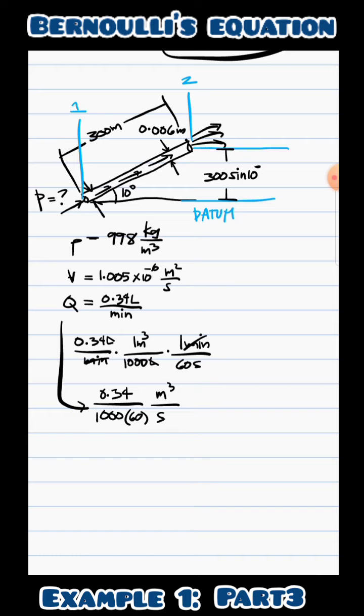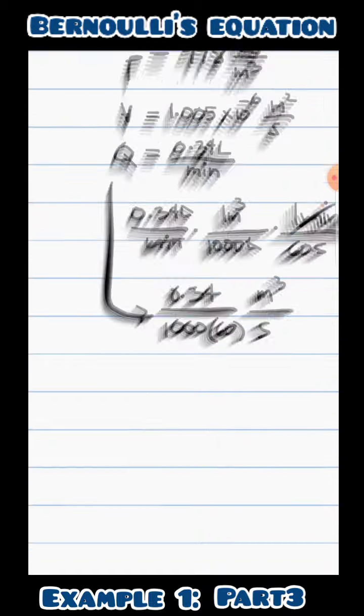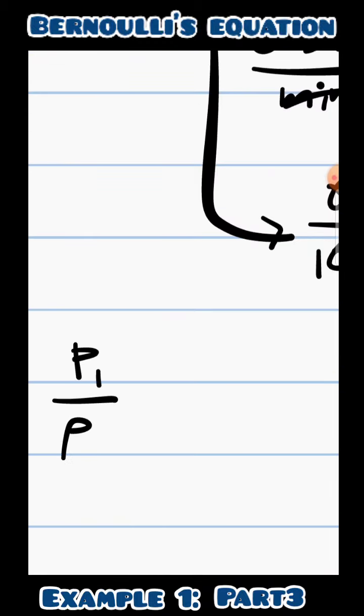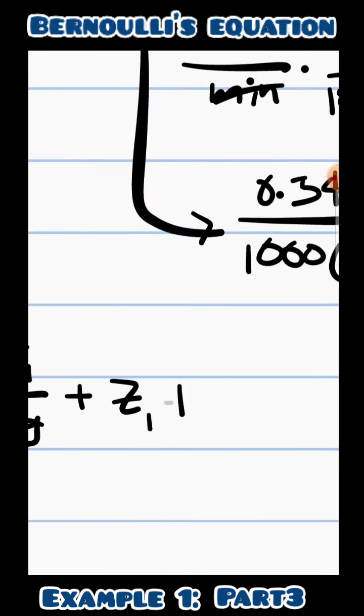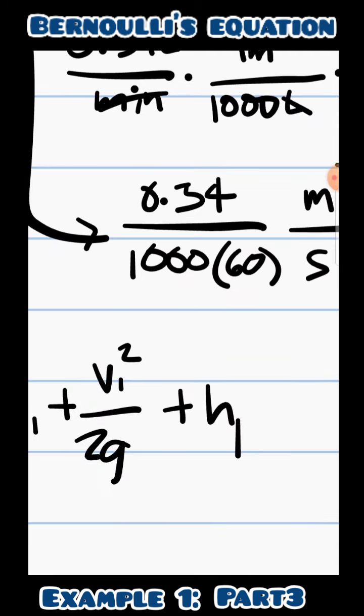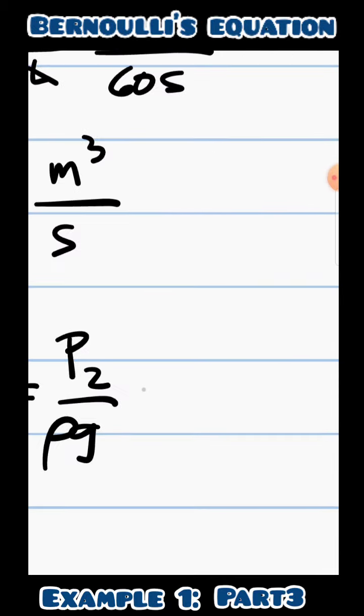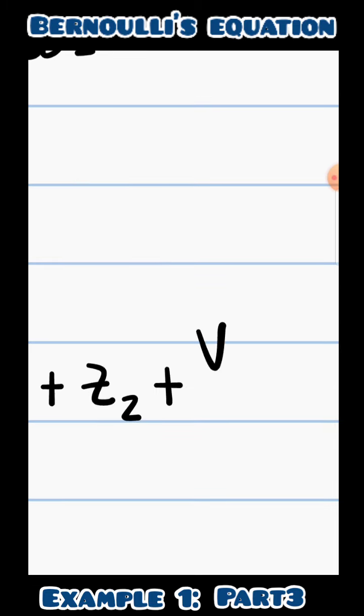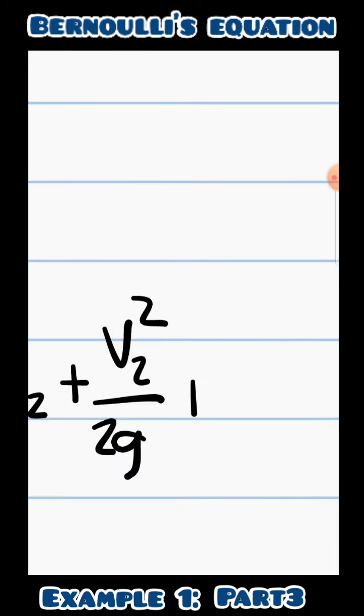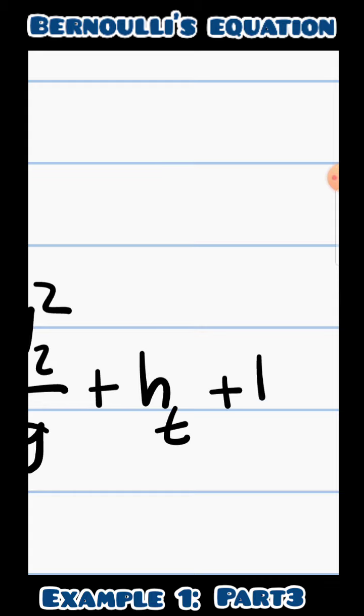Now, applying Bernoulli's equation and considering only the major loss, or the loss due to friction, and not the minor losses due to pipe fittings or something like that. Only the major loss we're going to consider. Then we're going to have P1 over rho g plus Z1 plus V1 squared over 2g plus head due to pump, equals P2 over rho g plus Z2 plus V2 squared over 2g plus head due to turbine plus head loss.